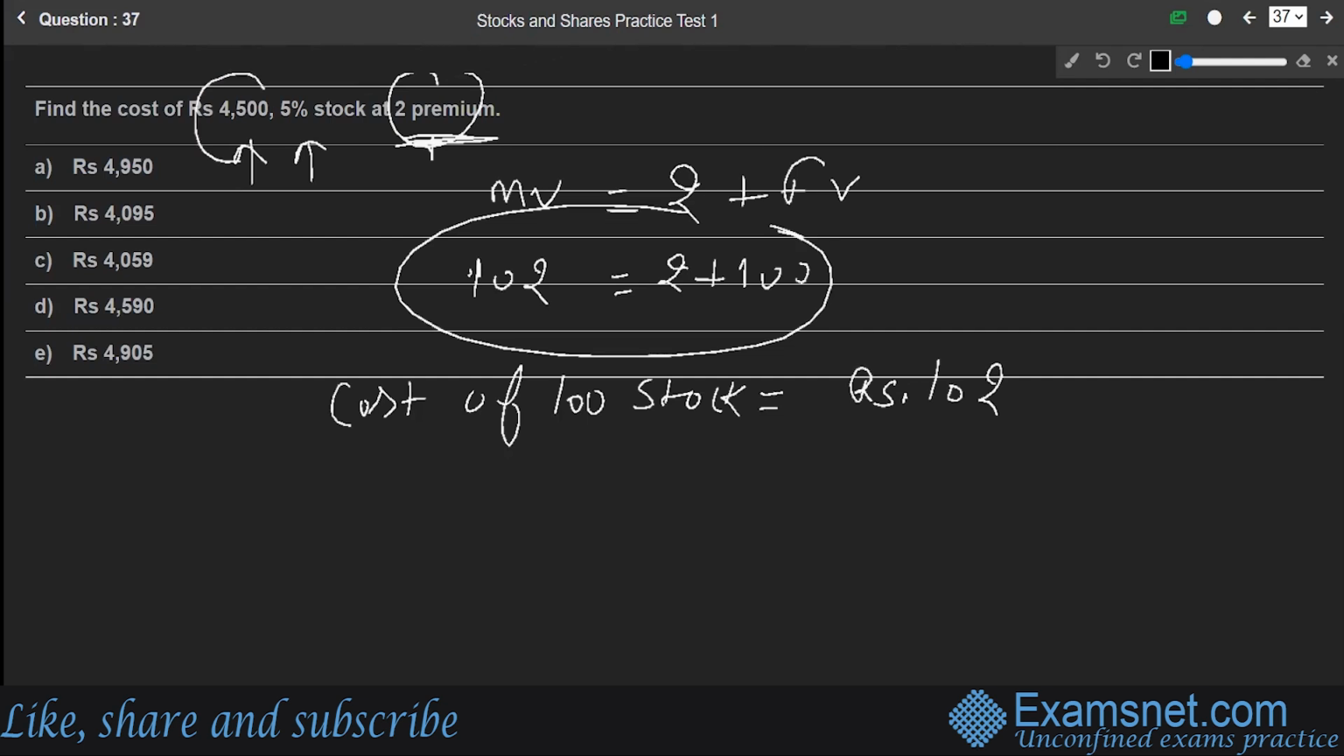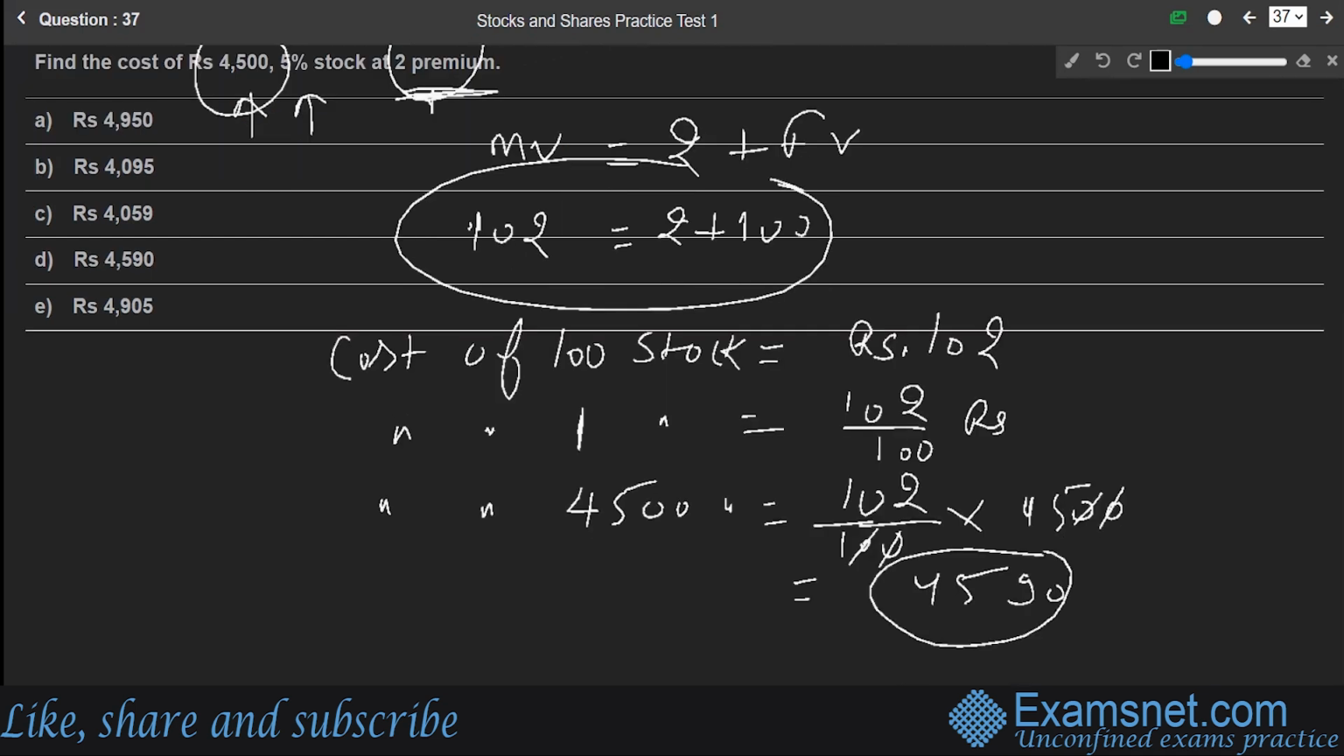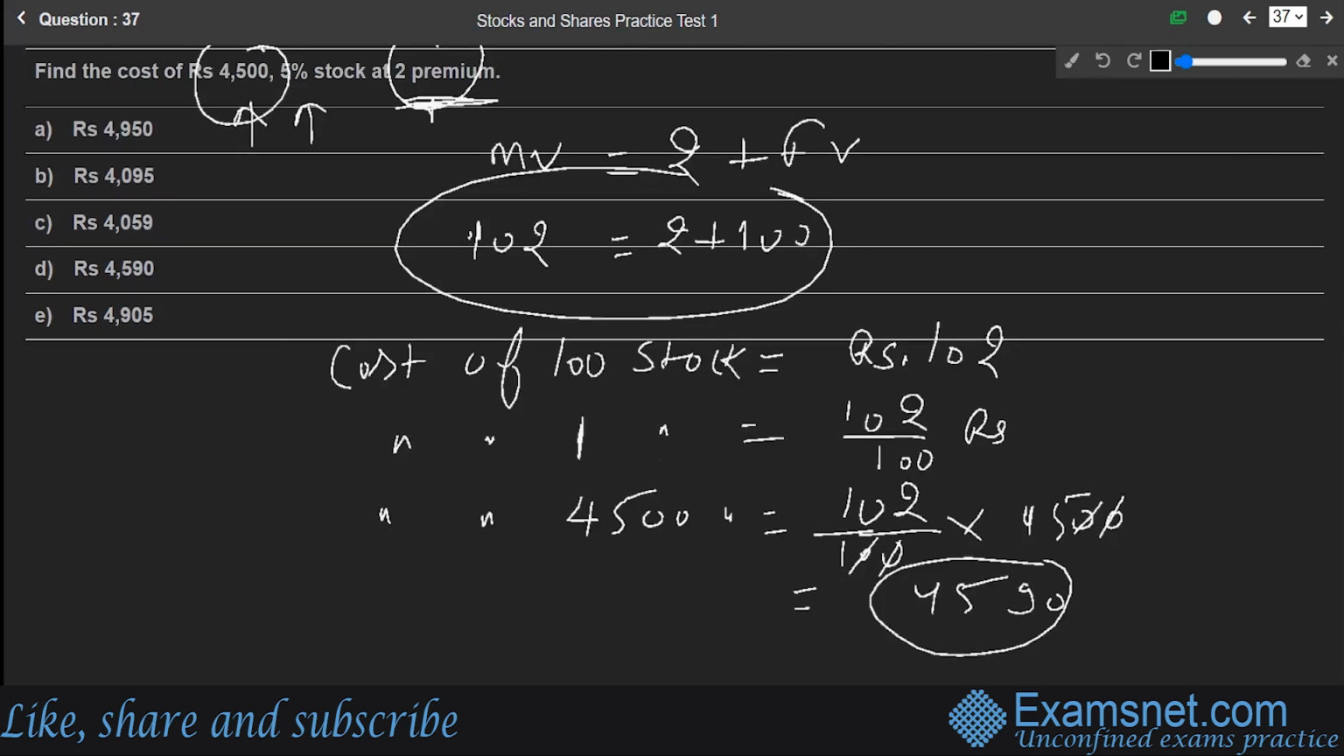Okay, how much have you invested? You have invested 4,500. So if the cost of 100 stock is 102, the cost of one stock will be, by the simple unitary method, 102 by 100 rupees. We want to know the cost of 4,500 stock. That will be simply 102 by 100 multiplied by 4,500. We are using the unitary method here. If we solve this equation, we get the final value. The zeros are gone. 102 into 45 comes out to be 4,590. So this is the actual cost of 4,500 available at 2 premium, 4,590 rupees, which is available in option number D, the right answer.